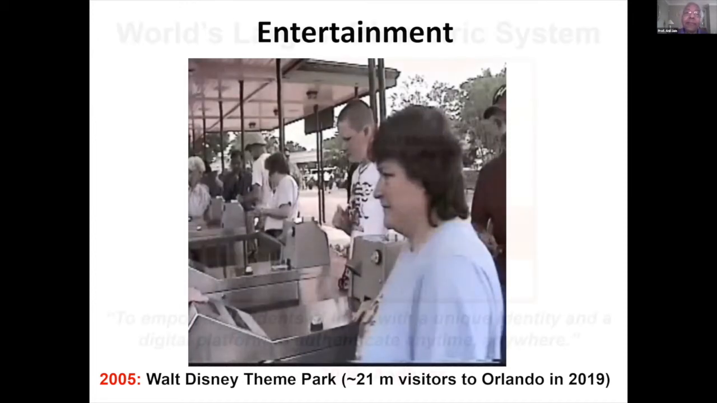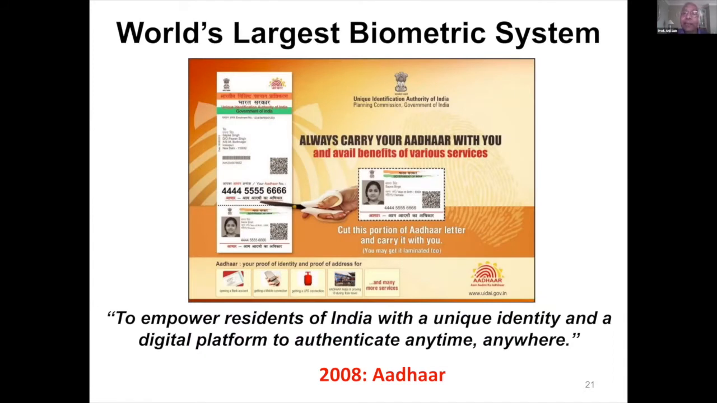So here is the Aadhaar, the world's largest biometric system, and it's been going on for a while. When I first got involved in 2008, when the design was being done, it was really meant to empower the residents of India with a unique identity and a digital platform to authenticate anytime, anywhere. I think this is one of the marvels of India's achievement, which people take for granted without really appreciating the effort involved.